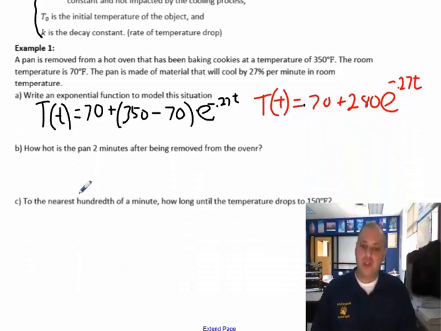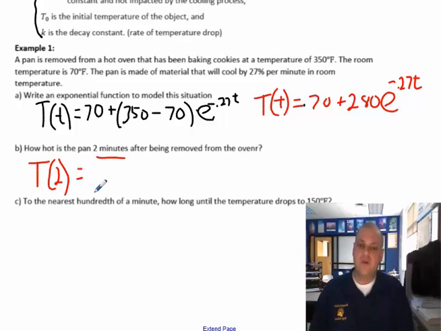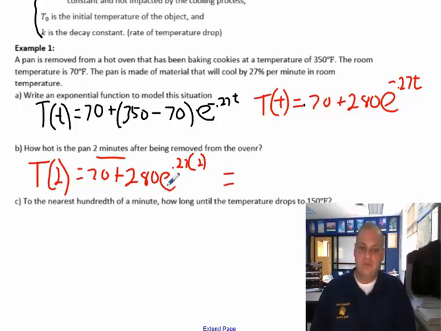How hot is the pan 2 minutes after being removed? Well, they're giving us the time. So we're going to plug 2 in for t. That's the same thing as saying T of 2. T of 2 equals 70 plus 280 e to the negative 0.27 times 2. And, e to that first, then times 280, then 70. I already did it ahead of time just to save time on your video here.